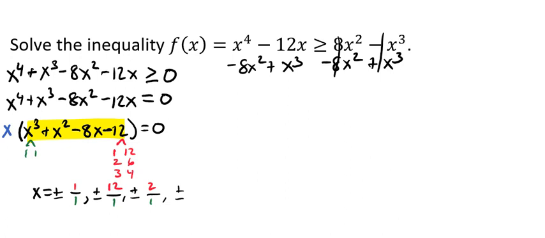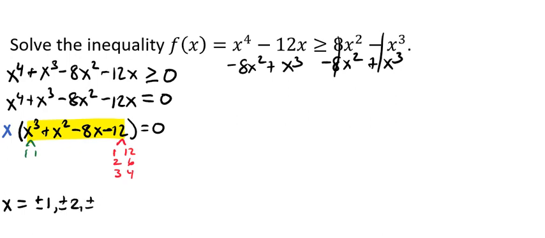So when I do all of those and simplify it down, x can equal the following choices: plus or minus 1, plus or minus 2, plus or minus 3, plus or minus 4, plus or minus 6, and plus or minus 12. Now that's a lot of choices to check. So if we plug this equation into our graphing calculator, it will help give us a hint.